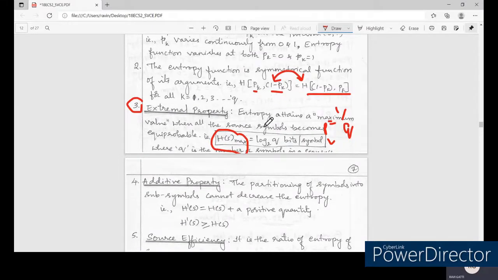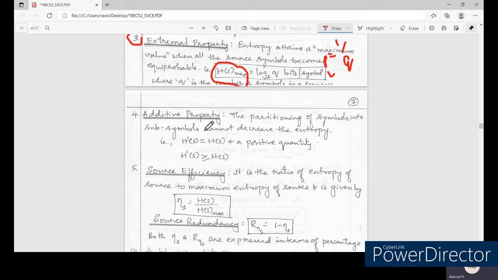The next one we call the additive property. If you partition the given source symbols, then the entropy cannot decrease; obviously it will only increase. Therefore H dash of S will be H of S plus a positive value. This quantity will depend upon how you divide your source symbols into smaller blocks.